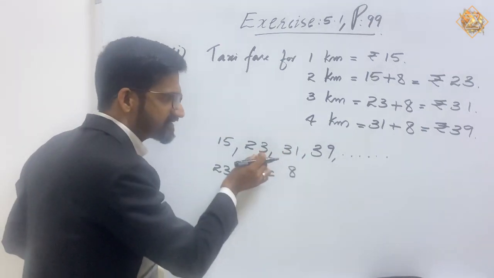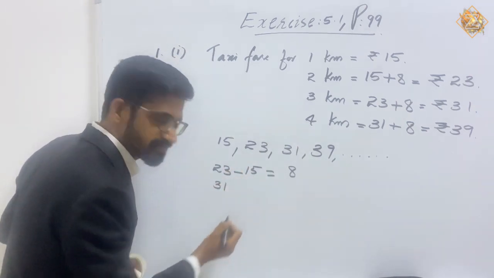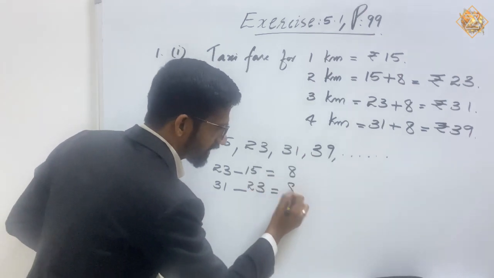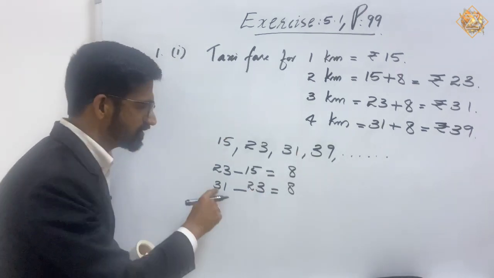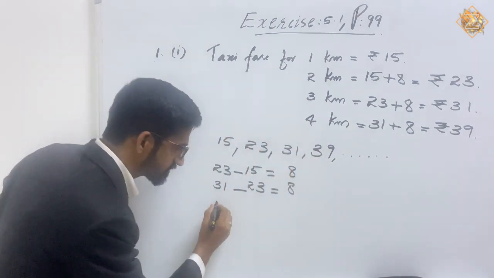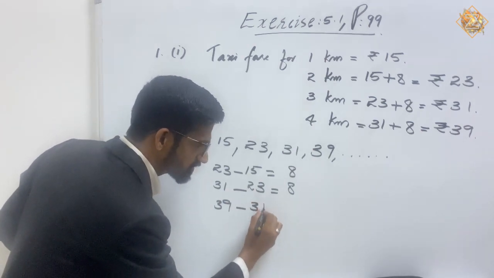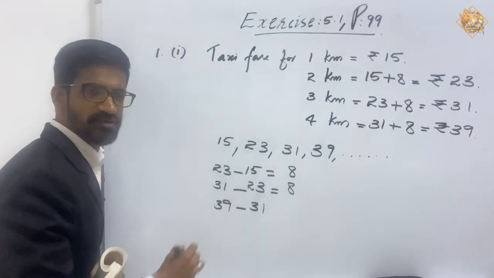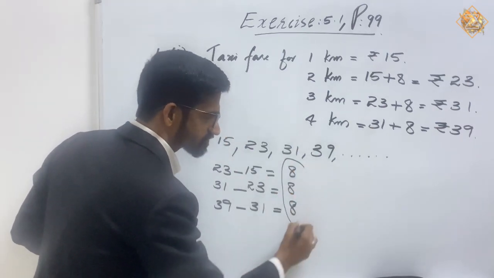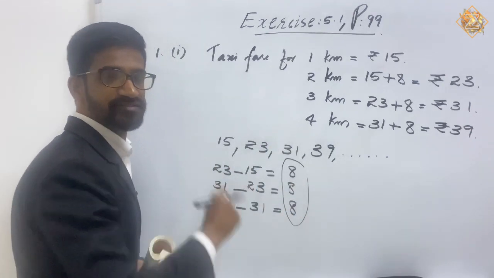Now we will subtract the second term from the third term, isn't it, students? From the third term we will subtract the second term, that is 23. What is that? Again 8. 31 minus 23 is 8. Now from the fourth term, when we subtract the third term, 39 minus 31, what is that? Again it is 8. See, here we are getting a fixed number as a common difference, isn't it?